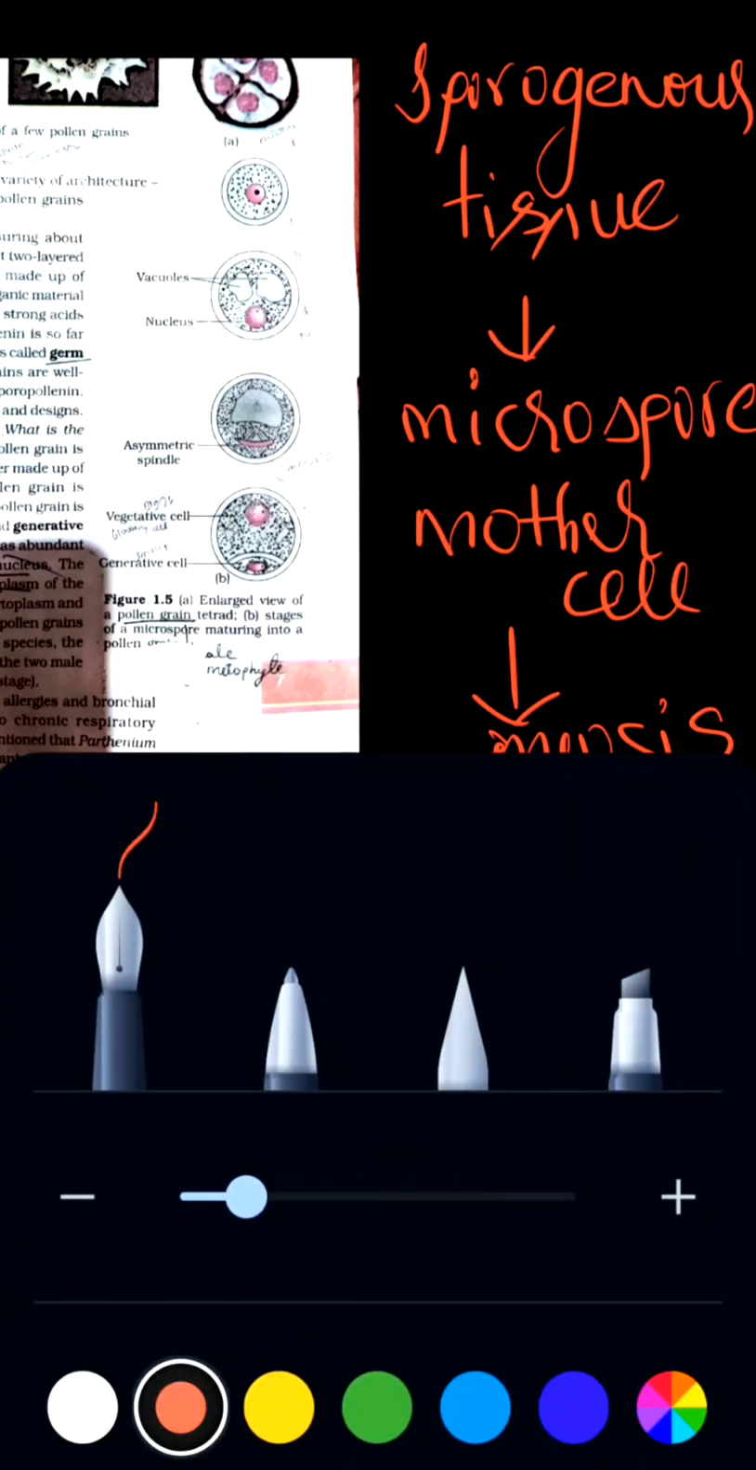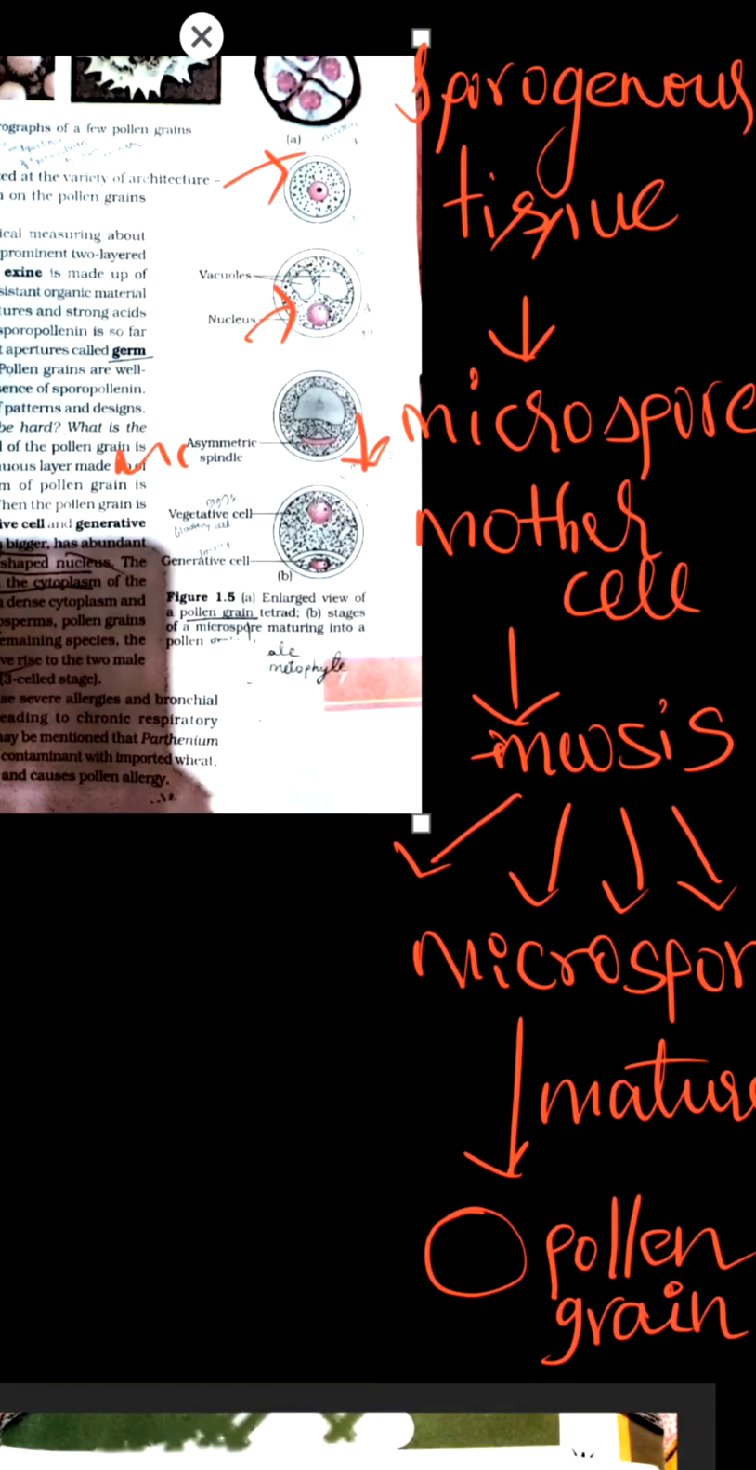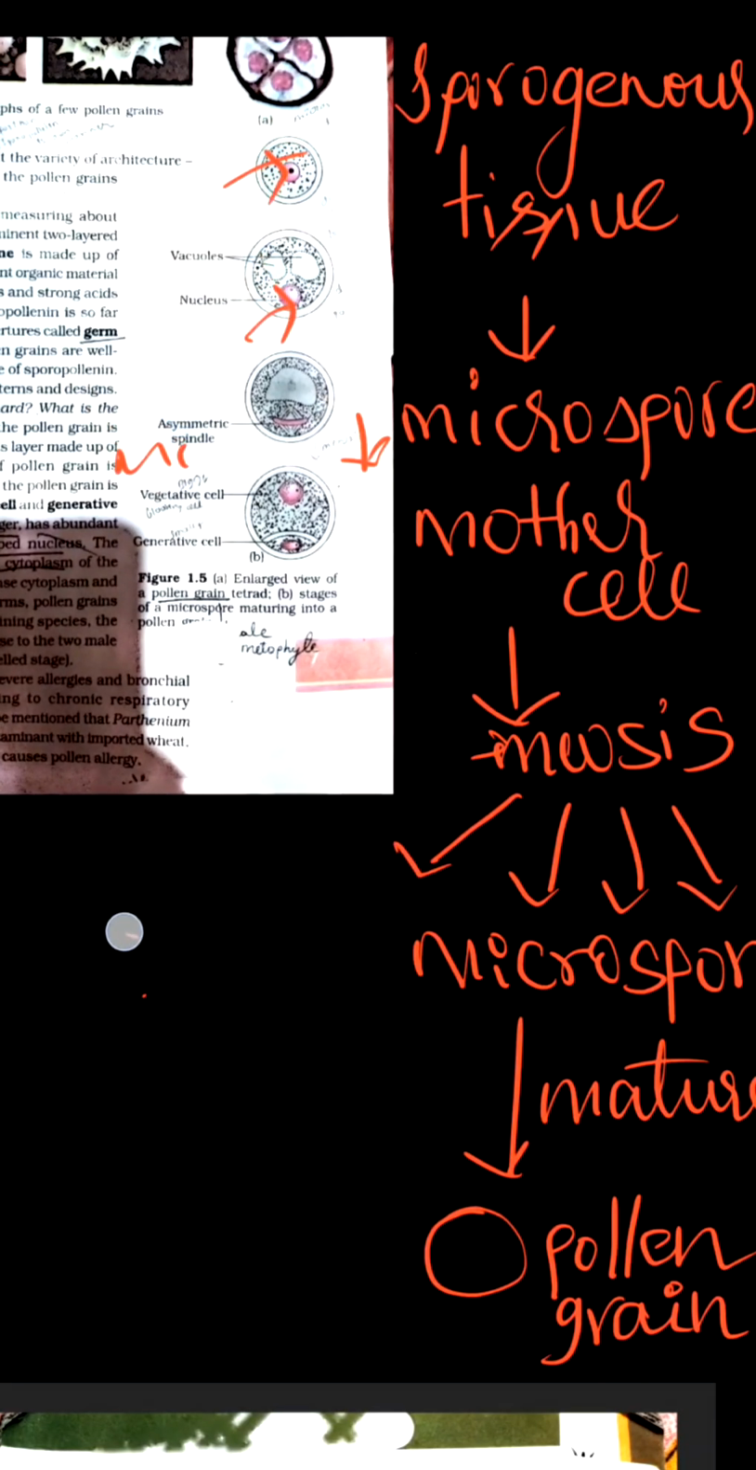What happens is, you have the microspore, right? This is a microspore. Inside the microspore we will have a vacuole. Obviously it's a plant cell, so it will have vacuoles, and one nucleus will be there. That nucleus will become an asymmetrical, spindle-like structure, because the division should take place. Now what division will take place? Mitosis will take place here. Remember, mitosis will take place.